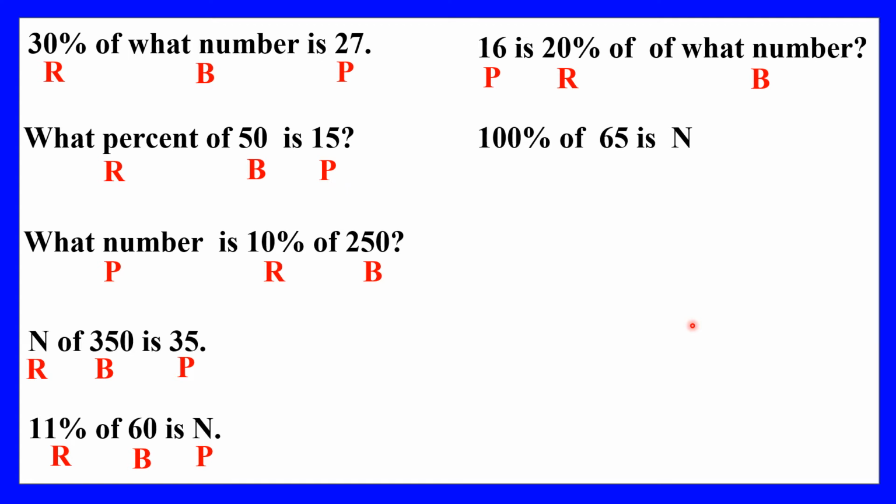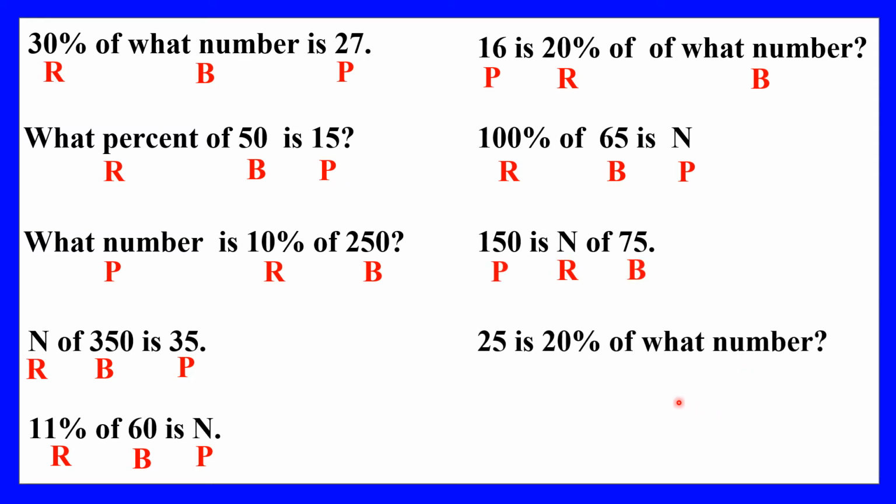Right. 100% of 65 is N. So, again, ito yung may percent sign. So, ito yung rate. Ito yung base. Ito yung percentage. Another one. 150 is N of 75. Nandito yung "of". So, ibig sabihin, ito yung rate times the base is percentage. Ayan. Okay. So, again, nandito yung may percent sign. Andito yung "of", di ba? So, ibig sabihin, ang nawala is the base. So, rate times the base, percentage.